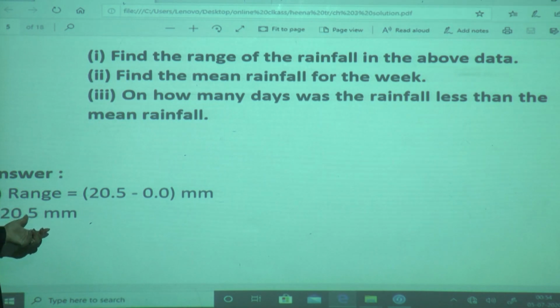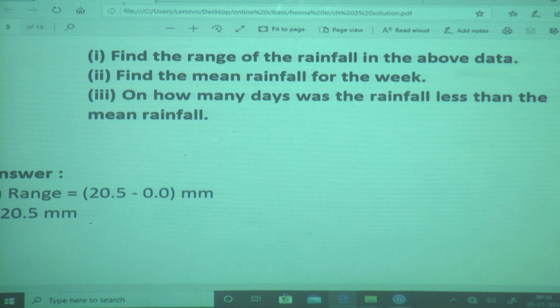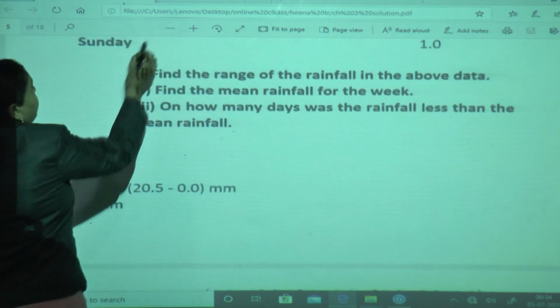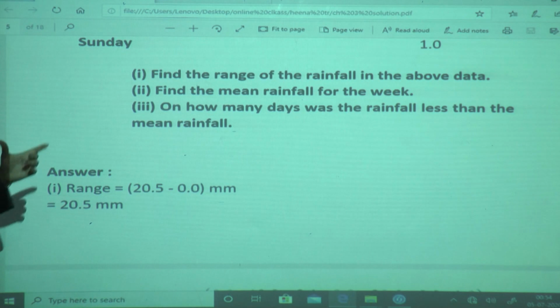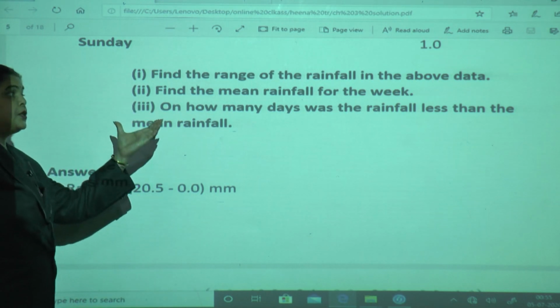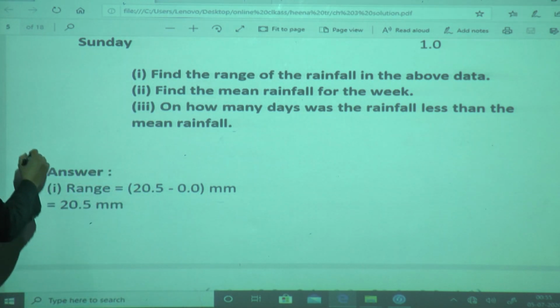Here, to find the range of the rainfall in the above data, we have to find the range. Do you know what a range is? What is a range? You know it. Range is nothing but the highest value minus the lowest value.